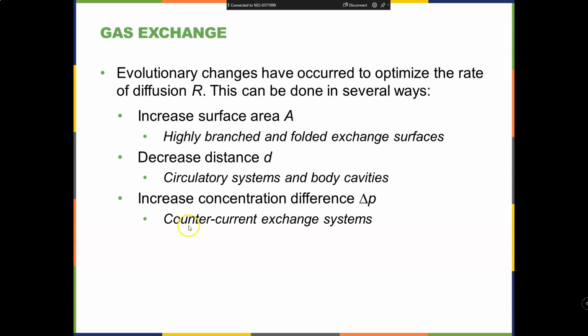And then finally, this is the most sophisticated of all of these answers right here. How can we increase concentration differences? There are a number of different mechanisms, but the one that's a good example is a countercurrent exchange that we'll take a look at here. So this lecture will cover all three of these in various details while looking at different respiratory systems and how they do this.